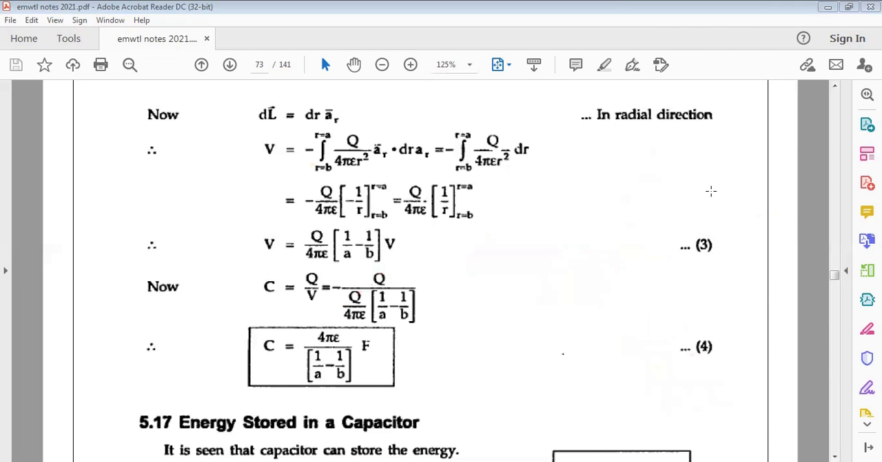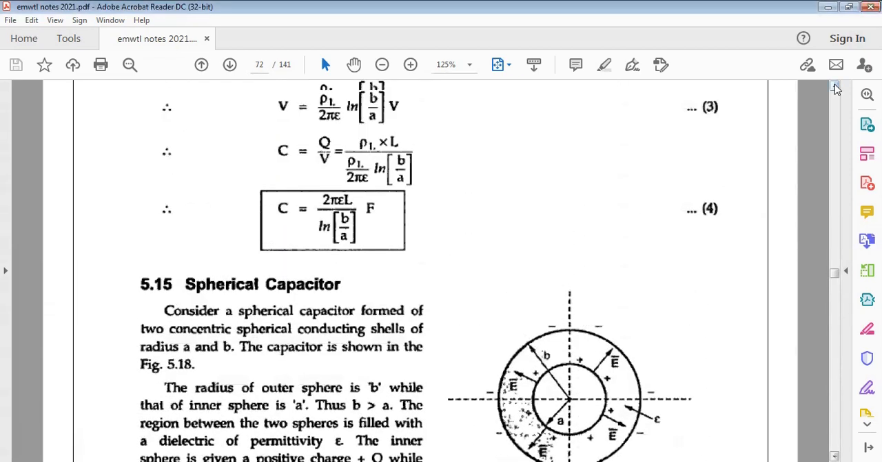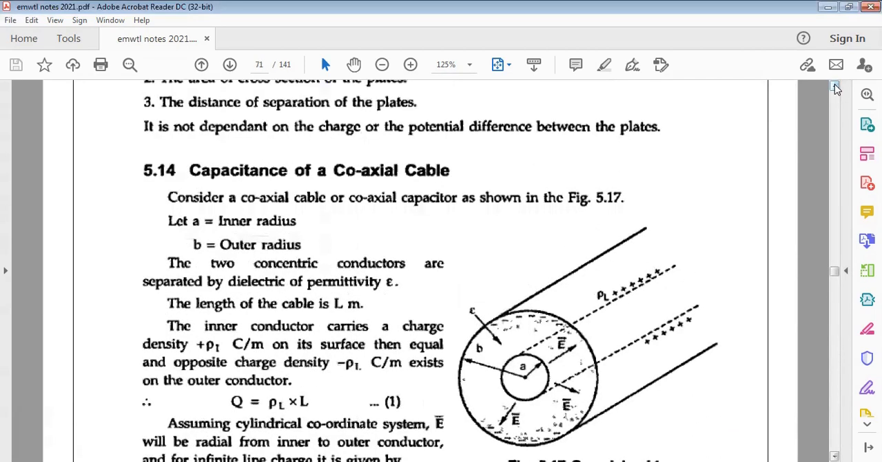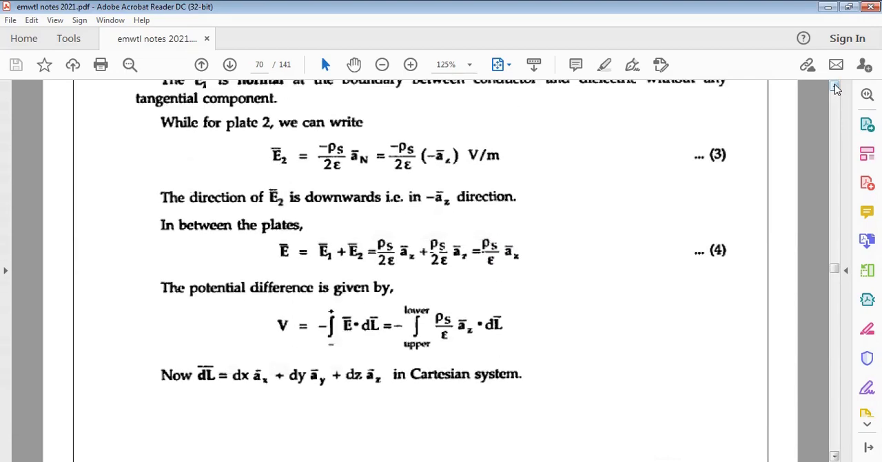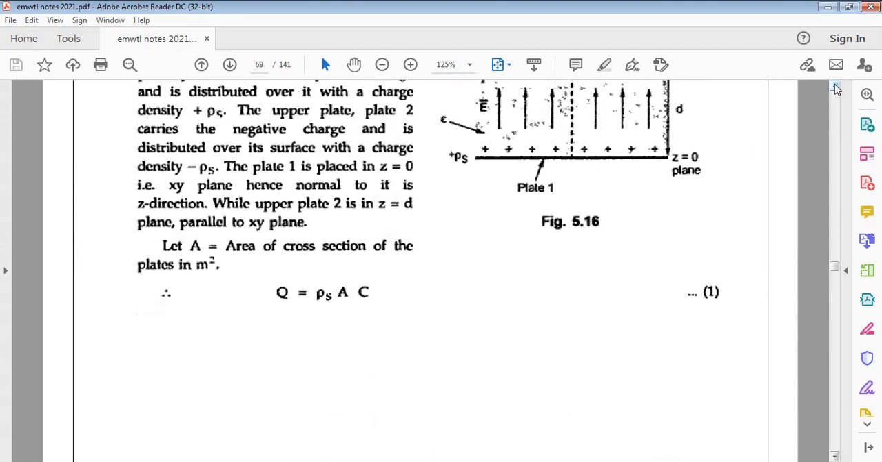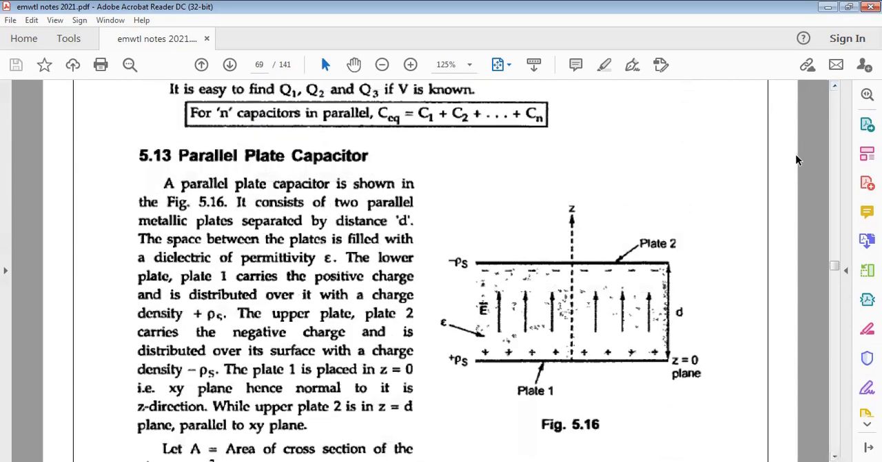On the concept of capacitance, we learn that there are three different types: one is the parallel plate capacitor, another is the spherical shell capacitor, and the coaxial capacitor. Today we learned the spherical capacitor; the others are the capacitance of a coaxial cable and the parallel plate capacitor. Okay, my dear friends.